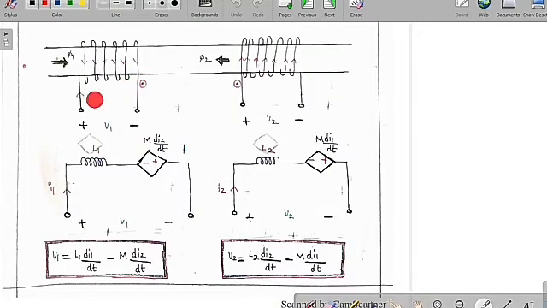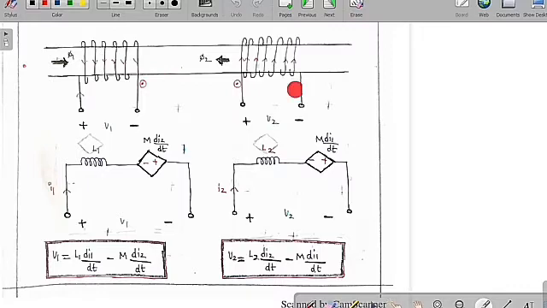Similarly, here I am going to enter the current in this direction. If you curl your fingers in the direction of the current, we are going to get the flux in this direction. So here the current is going to leave the dot, but here I am going to make the current enter the dot. Then if you curl your fingers in the direction of the current, you are going to get the flux. You can see these two fluxes are opposite to each other. Here the current is going to leave the dot and here the current is going to enter the dot.